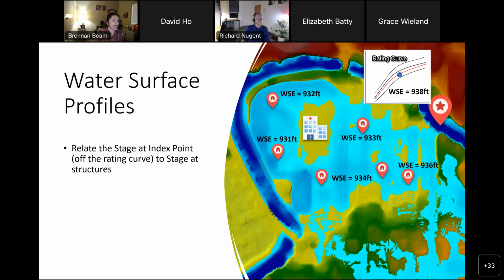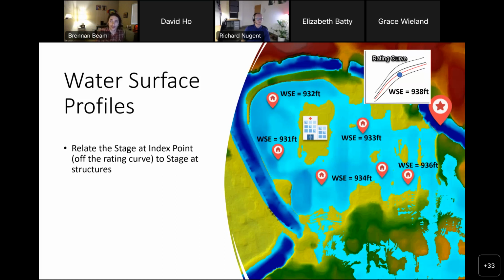And the point of these is to be a relationship between our rating curve and the actual depth of water at structures. So in my image here, there's a big point with a star on it with the rating curve called out. That's my index point. So I'm going to use that as my stage-flow relationship in FDA. Whatever flow I sample off the analytical, or the flow frequency curve, I will translate that flow into a stage through that rating curve.